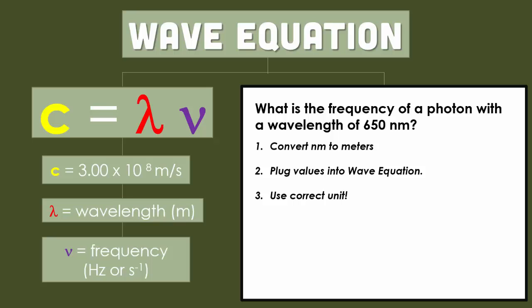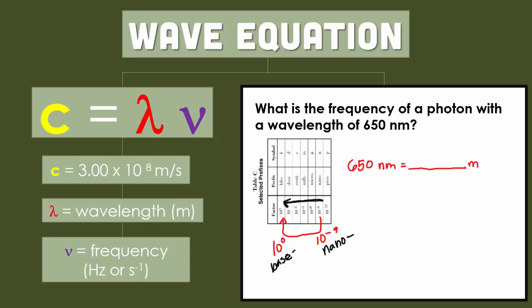All right, so step 1. Let's convert using table C. 650 nanometers to meters. Moving 9 places to the left, therefore, you should have 6.50 times 10 to the -7. If you wanted to write that entire number out, that's on you. Hope you don't forget any of those zeros.